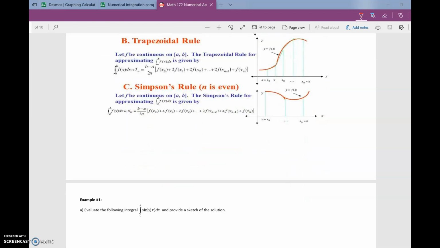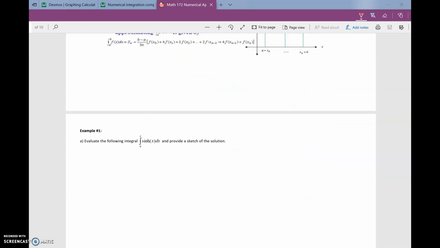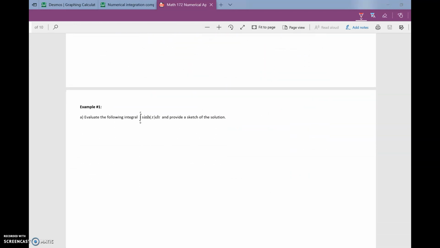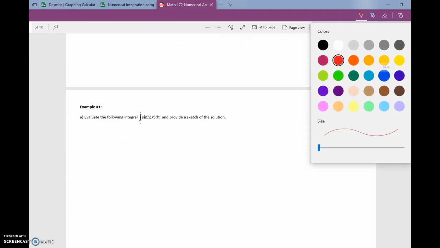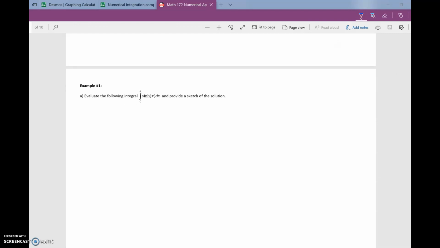Okay, so let's take a look at the first example. On the first example, all they want us to do is evaluate the integral and provide a sketch. That's because we're going to be doing some of the methods too, so we'll compare the approximations. Since the value of n is going to be small by doing these by hand, we're going to carry a lot of error in the calculations, but they're good enough for us to get an idea.